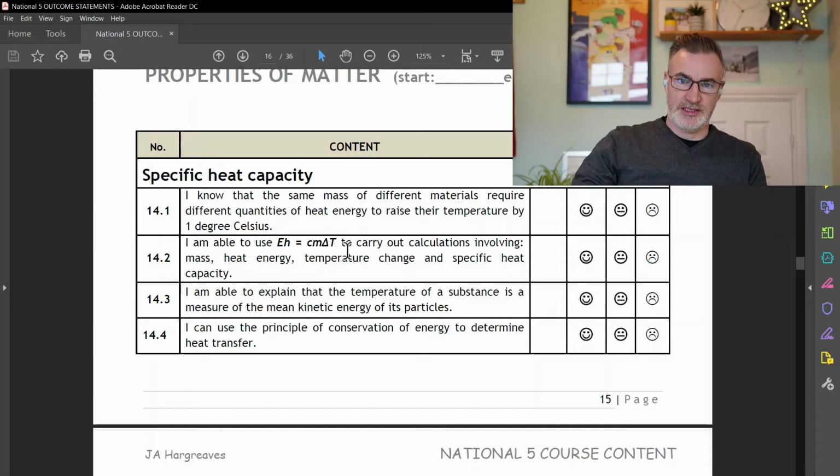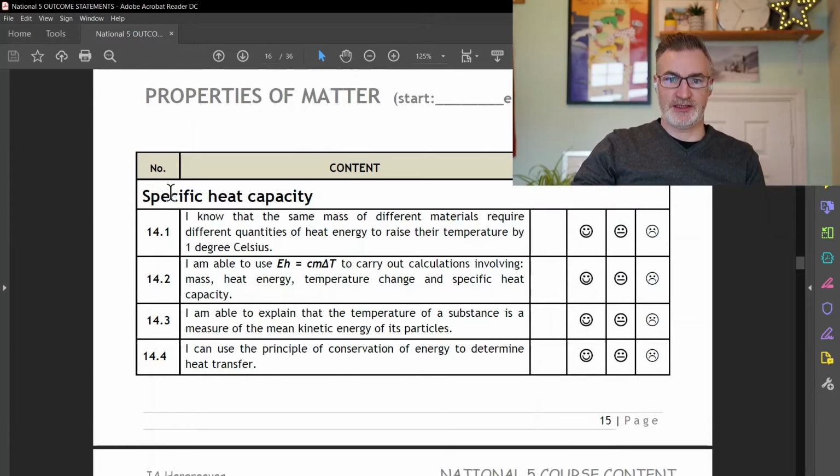Okay, we can see in the first bit, properties of matter, specific heat capacity. I'm going to just skip through these first two, so I'll come back to that in a little bit. But I am able to explain that the temperature of a substance is a measure of the mean kinetic energy of its particles. So we'll do that first, and then we'll go back and look at, in the main specific heat capacity lesson, these three items here.